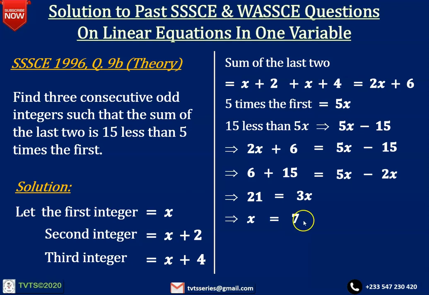Now that we have solved the equation, let's use the solution to answer the given question. And the question is, find 3 consecutive odd integers. Therefore, the integers are 7, 7 plus 2, which is 9, and 7 plus 4, which is 11.